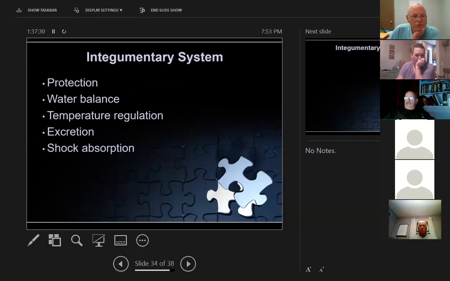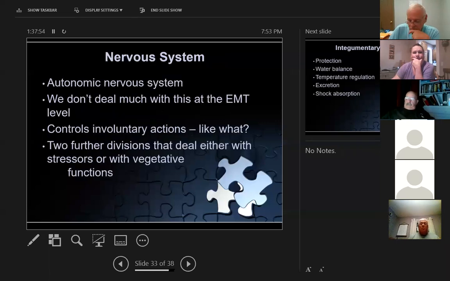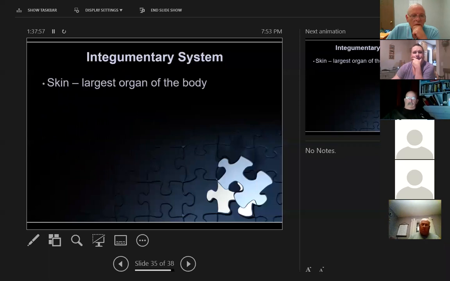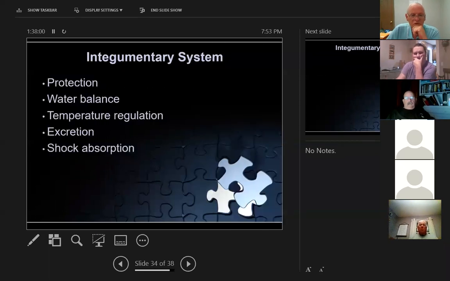Another quick system I want to mention just briefly, we're almost done. Integumentary system, which is the skin system. It's involved with protection. Our intact skin is our best defense against disease. It's involved with water balance. We sweat or we don't sweat. Temperature regulation, can we give off heat? And by sweating, we can give off heat through evaporation. What was the other one? Excretion, we can excrete chemicals. I'm sure you've been around somebody that's eaten onions for a whole day. They stink like onions. And shock absorption. If we get bumped, hopefully, it protects us.